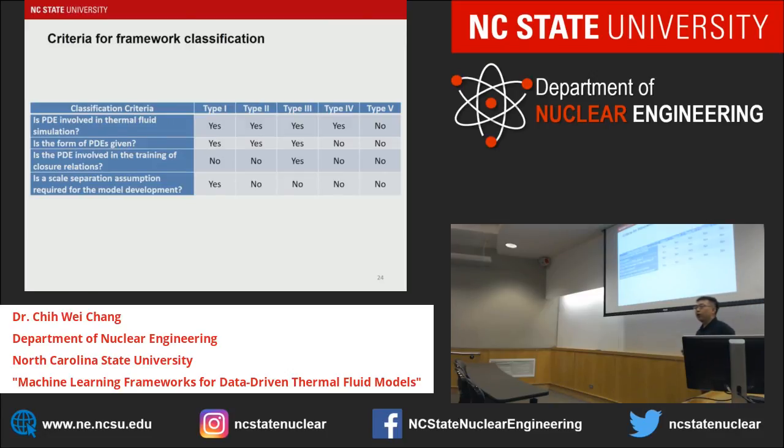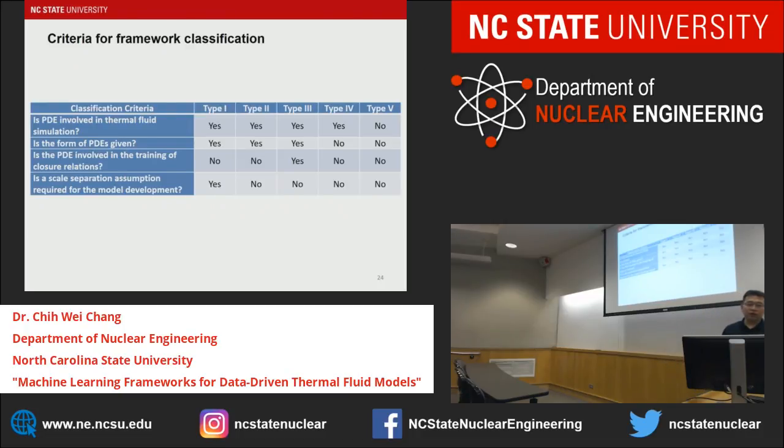And depending on the different requirements, data and knowledge requirement of using machine learning in the thermofluid problems, we classify machine learning into 5 different types of frameworks. The criteria are given in this table. The first criterion is: is the PDE involved in the thermofluid simulation? By this criterion, we can separate the type 5 machine learning from the other 4 types, meaning that type 5 machine learning will have no physics constraint inside. All we need is data. So when we feed in the data, we get the answer. It's like end-to-end learning.